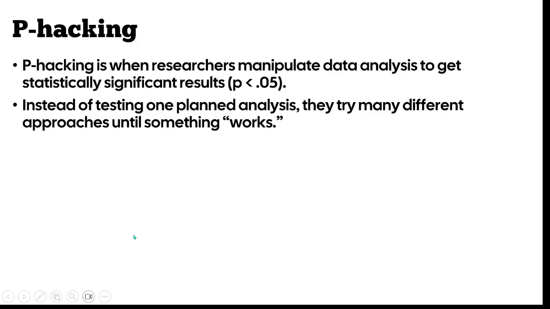So p-hacking. P-hacking is when researchers manipulate a data analysis in order to get a statistically significant result. And remember, we used the level of p is less than 0.05 in all of our analyses. So instead of testing a planned analysis, they may try several different approaches until something works. They may go in and adjust that p-value. They may say, well, instead of p is less than 0.05, I'm going to go with a p is less than 0.1. So now they've increased the possibility of finding a significant result, and they've basically manipulated what they've done.